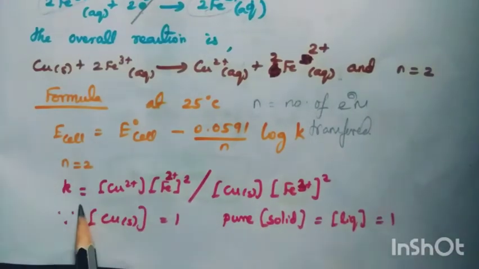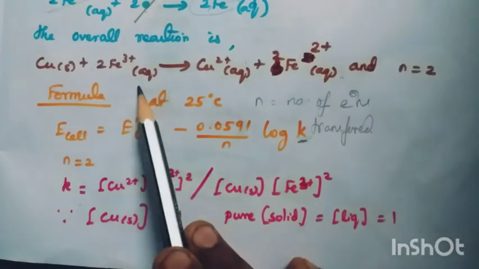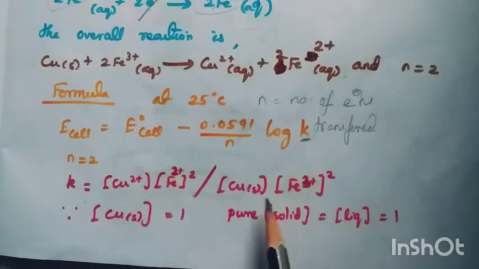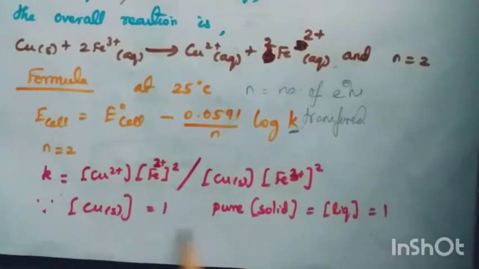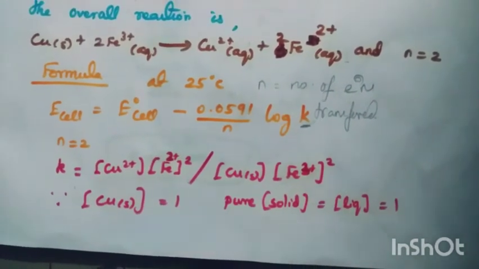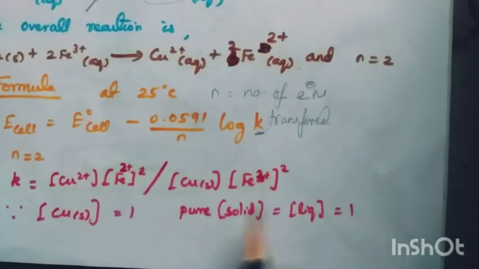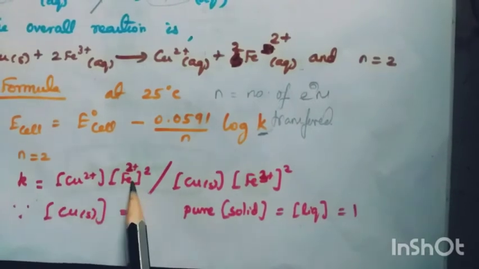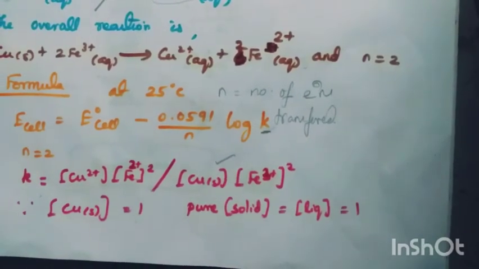So K is equal to, what is this K formula? Equilibrium constant, product concentration by reactant concentration. In the Nernst equation, the pure solid and the pure liquid concentration is equal to 1. So this is ion, this is ion and this is a pure solid, no? So this concentration is equal to 1.